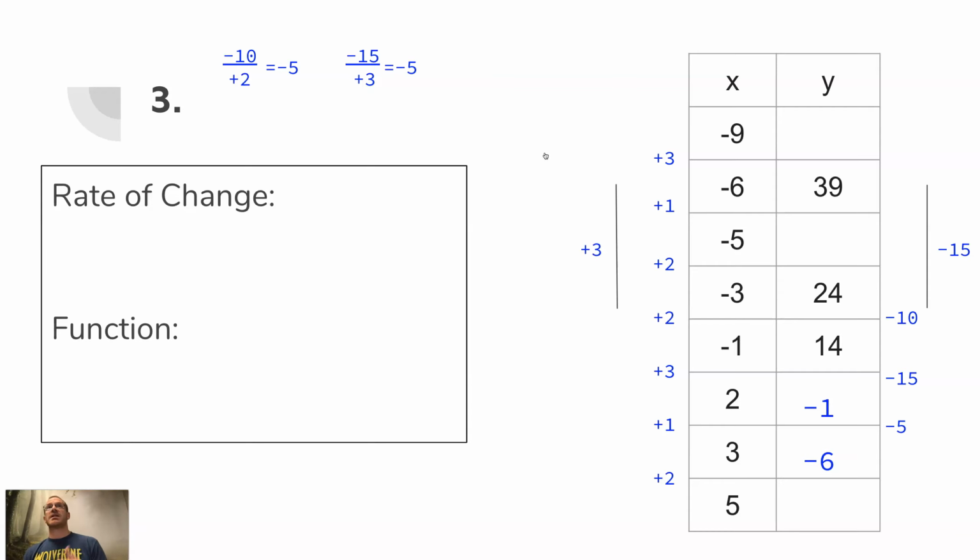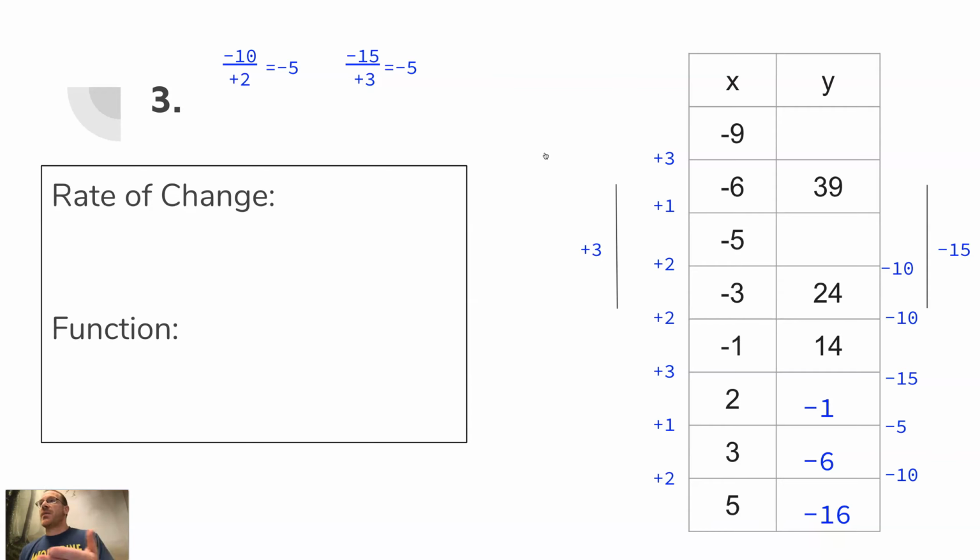So once again, I can see that first ratio. When x goes up by 2, y has to go down by 10. And then negative 6 minus 10 is negative 16. All right, so now let's go back up to -3, 24 in our table and work backwards. So when I go from negative 5 to negative 3, x increased by 2, which means y should have gone down by 10.